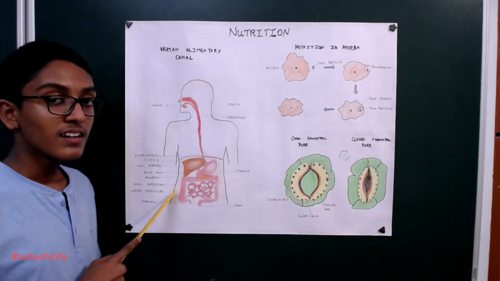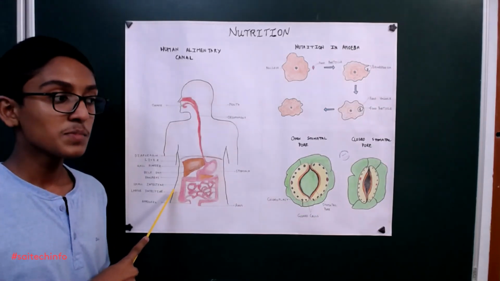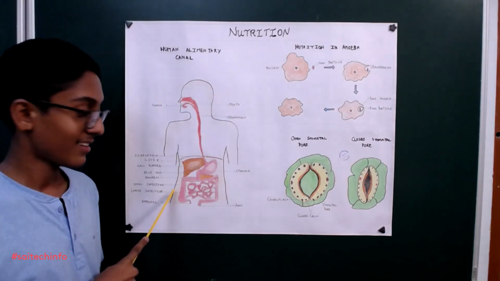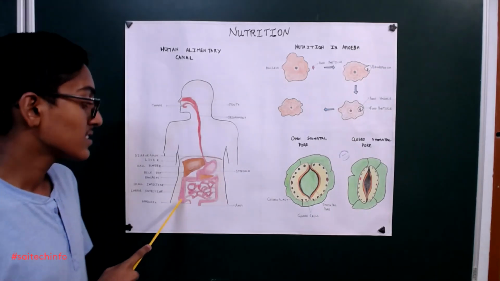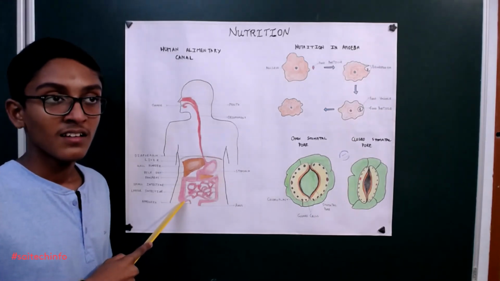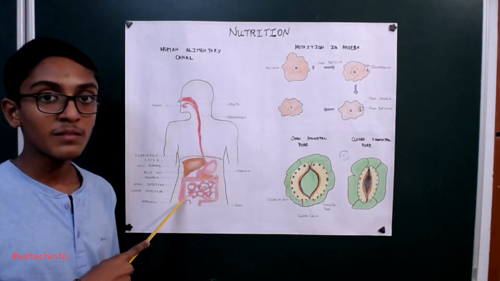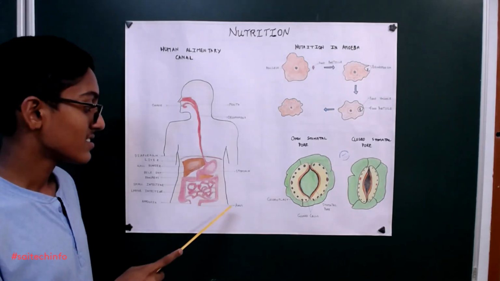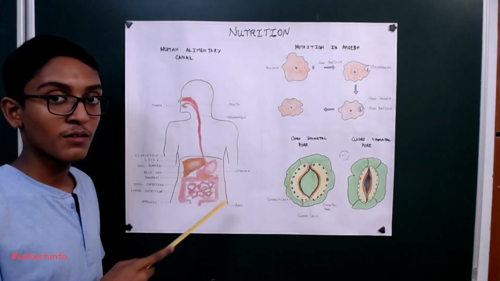Large intestine. It absorbs the water and helps in removing the waste out of our body. Appendix. It contains good microbes which help us in preventing many diseases. Anus. It helps to remove the waste out of our body.